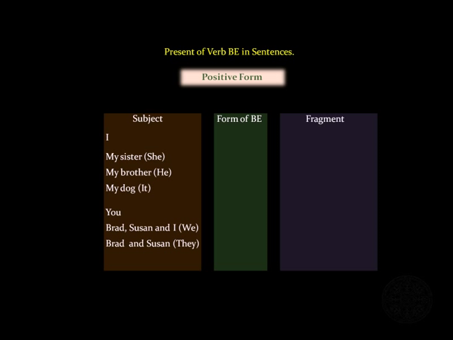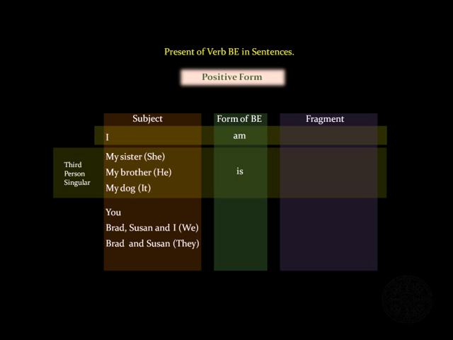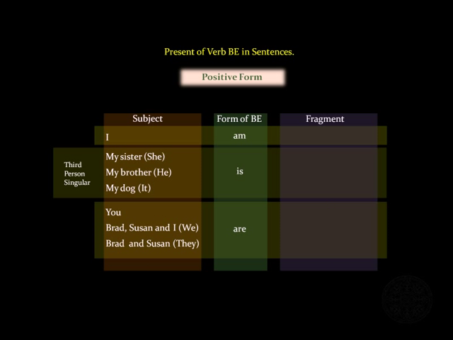Then you need a form of the verb be depending on your subject. For I, the verb be is am. For she, he, or it, the verb be is is. And for you, we, and they, the verb be is are.